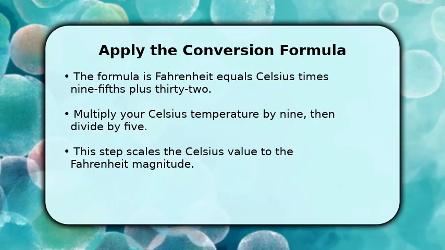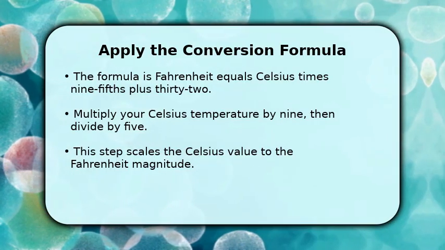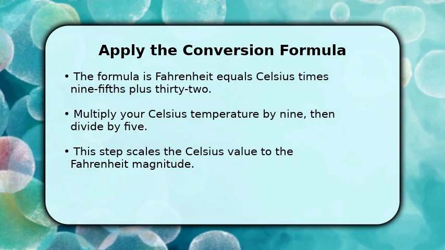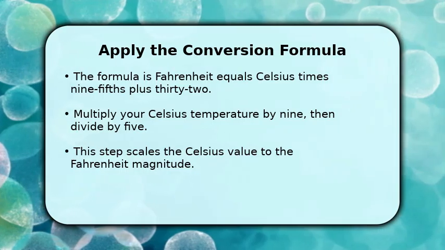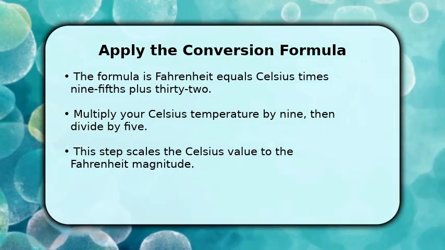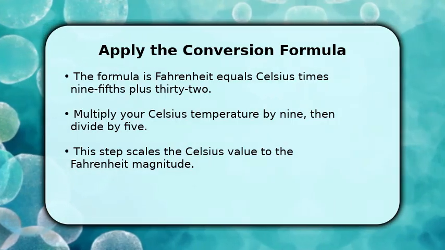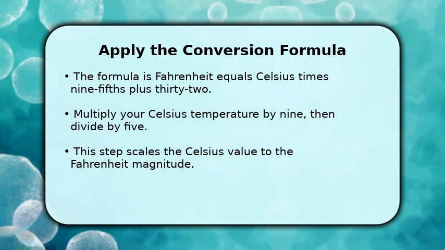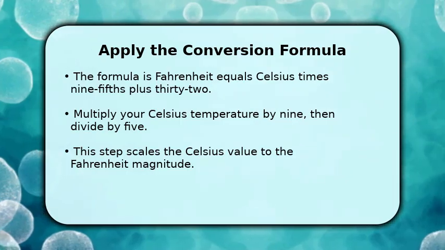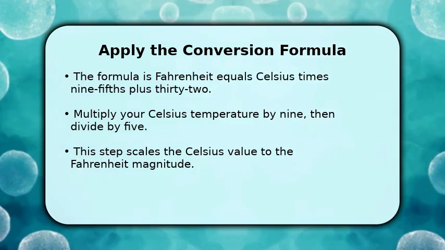Take your Celsius temperature and multiply it by 9. After that, divide the result by 5. This part of the calculation adjusts the temperature scale, as 1 degree Celsius represents a different temperature change than 1 degree Fahrenheit. It's a straightforward multiplication and division that sets up the final conversion.